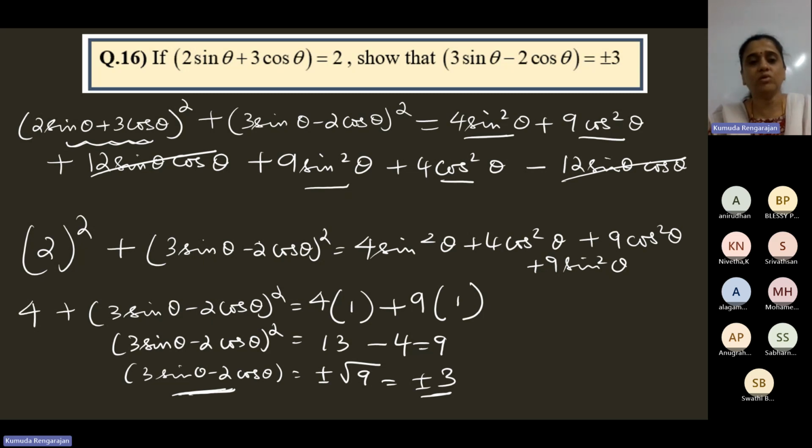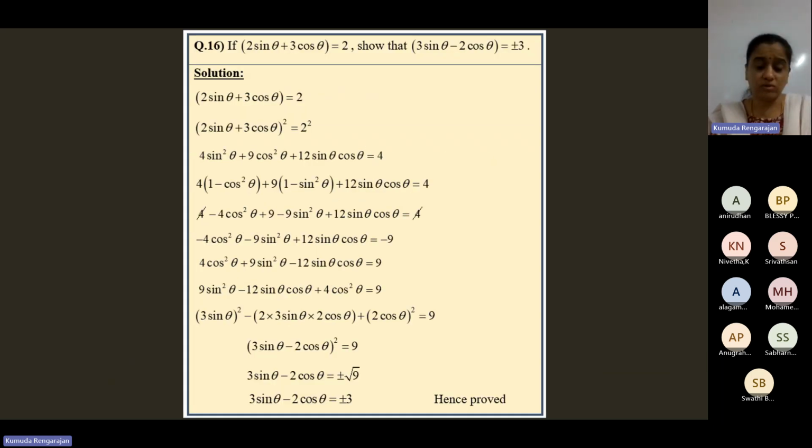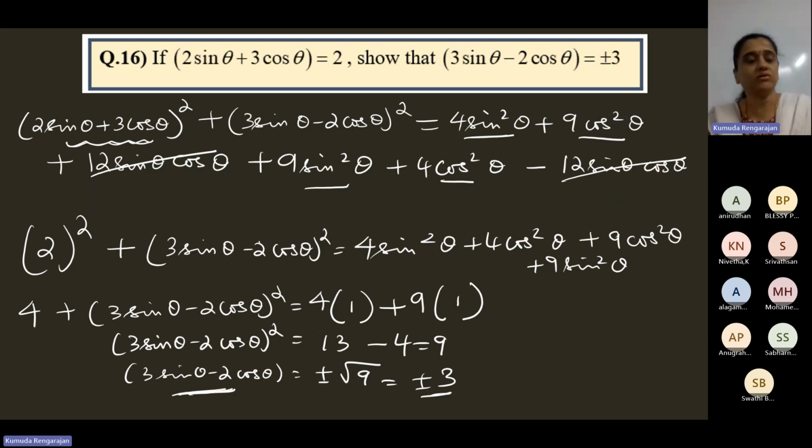So remember, though the question involves sine theta and cos theta, we cannot use the identity, because you cannot give one expression for A and another expression for B, because all the 4 are different. 2 sine theta, 3 sine theta, 3 cos theta, 2 cos theta. All the 4 are different. So you cannot use the identity. There is another way of working it. I've done it this way; we'll see the other method also. But I think this is the simplest.